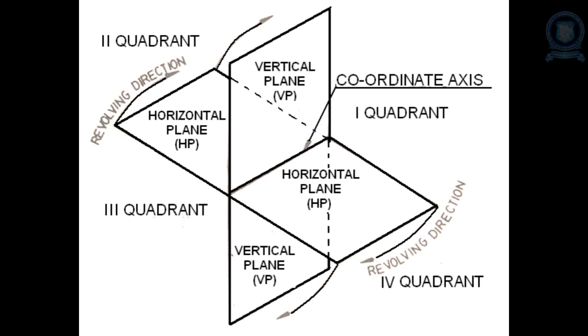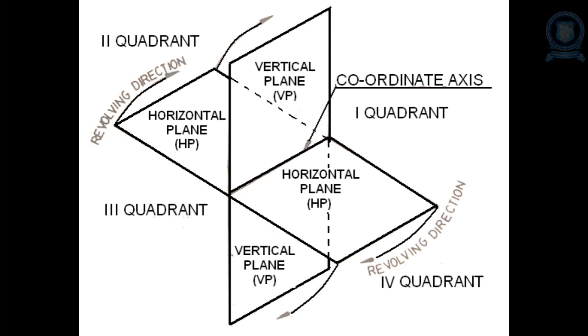You can see the projection planes. One is the vertical plane, and at 90 degrees to it lies a horizontal plane. As you studied in mathematics, the first quadrant lies between 0 and 90, the second quadrant lies between 90 and 180, the third lies between 180 and 270, and between 270 and 360 lies the fourth quadrant. This is what we studied in maths, but here you can easily tell it like this.